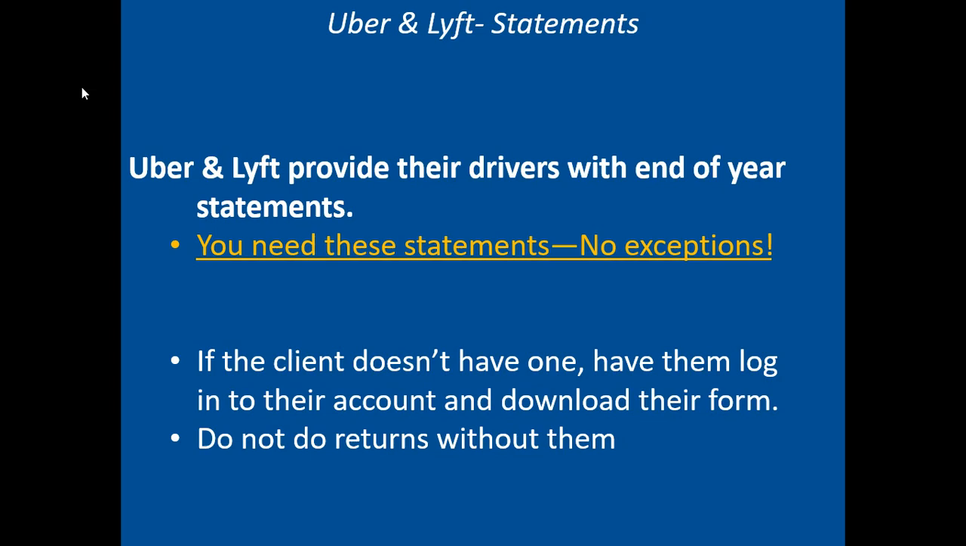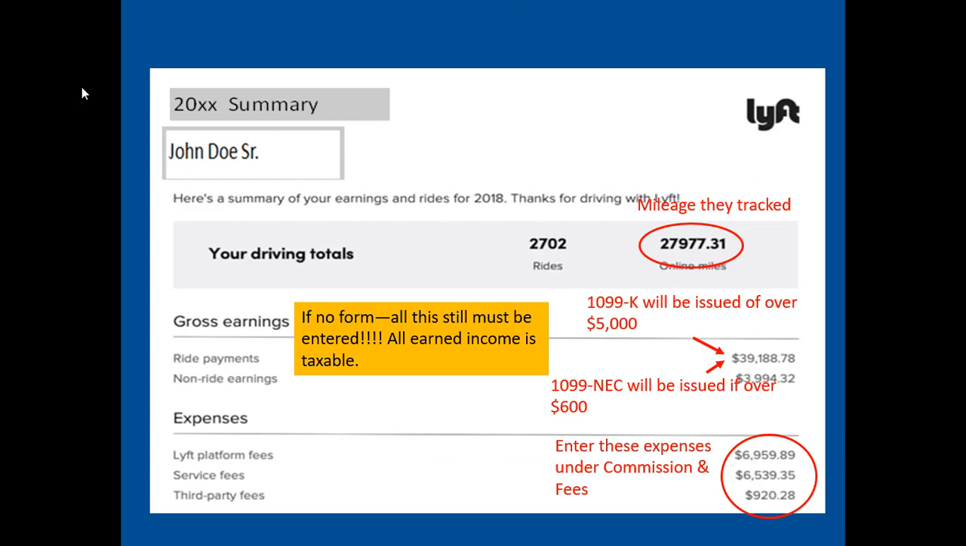If they're an Uber or Lyft driver, have them get on their phone. That's where all their information is. It's on their app. Don't finish their return without this. And here's why. This is an example of an actual Lyft statement. Lyft will track the miles. In this case, you see 27,977 miles. Again, they don't track all the miles, they track most of the miles. It's going to show the gross earnings.